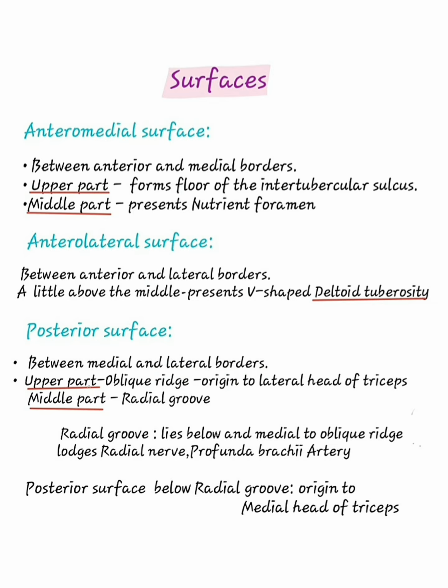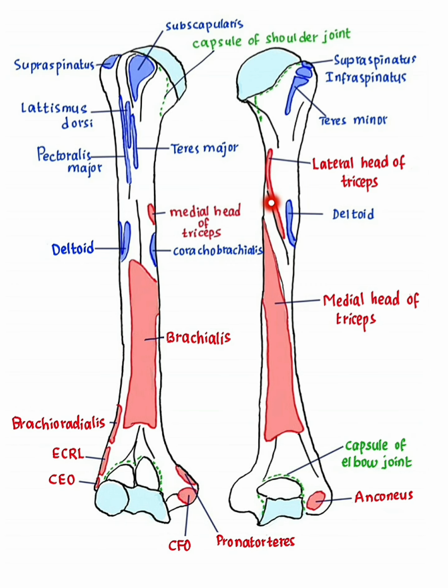In the upper part, it presents an oblique ridge, which gives origin to the lateral head of triceps. In the middle part, it presents the radial groove, which lies below and medial to the oblique ridge. The radial groove, or spiral groove, lodges the radial nerve and profunda brachii artery. The posterior surface below the radial groove gives origin to the medial head of triceps.